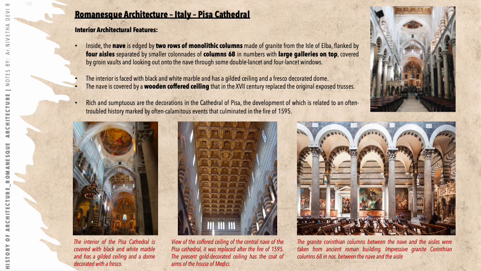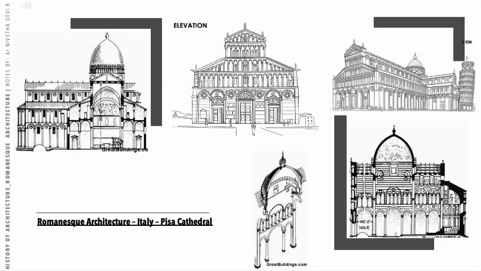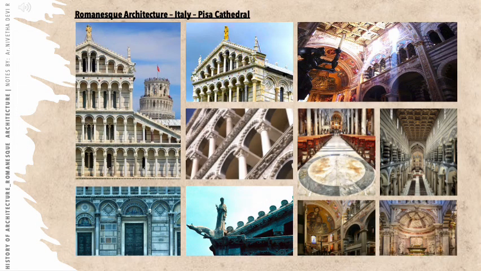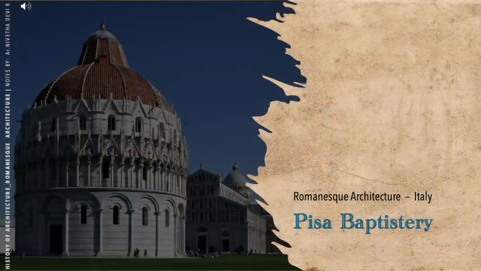The nave is covered by a wooden coffered ceiling that in the 17th century replaced the original exposed trusses. Rich and sumptuous are the decorations in the Cathedral of Pisa, the development of which is related to an often troubled history marked by often calamitous events that culminated in the fire of 1595. Section: Elevation and View of Pisa Cathedral. Exterior and interior views of Pisa Cathedral.